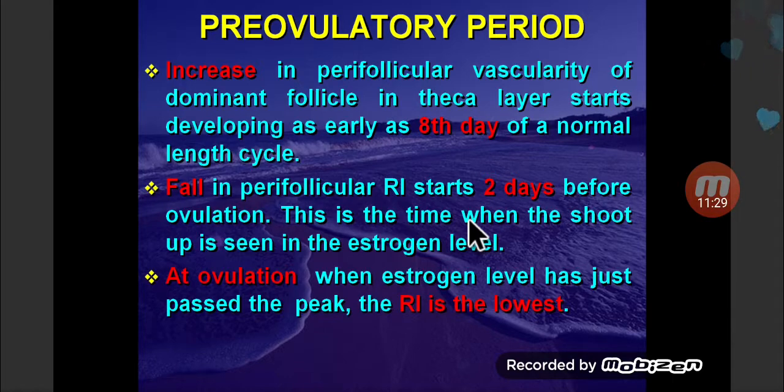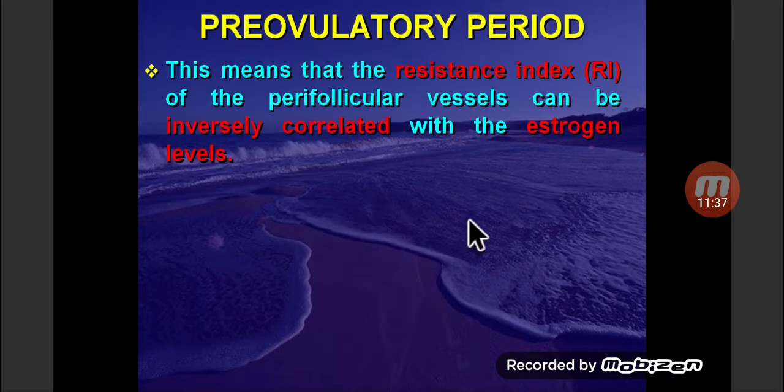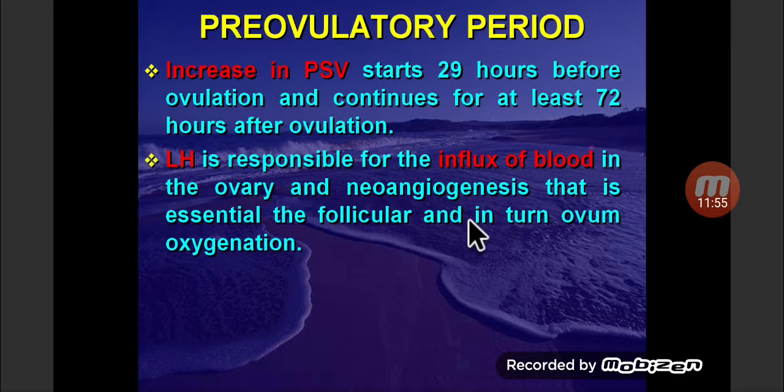When the ovulation takes place, the resistive index is going to be the lowest, is going to remain there for 2 days and then again start increasing. The resistive index is inversely correlated with estrogen levels, meaning estrogen levels are going up, which they should. The resistive index is going to come down, meaning there's going to be more perifollicular flow.